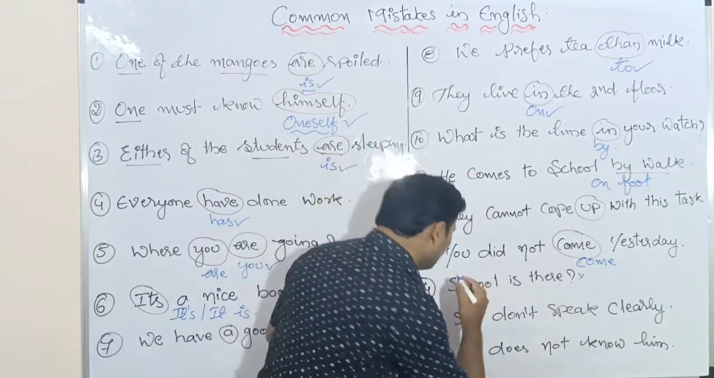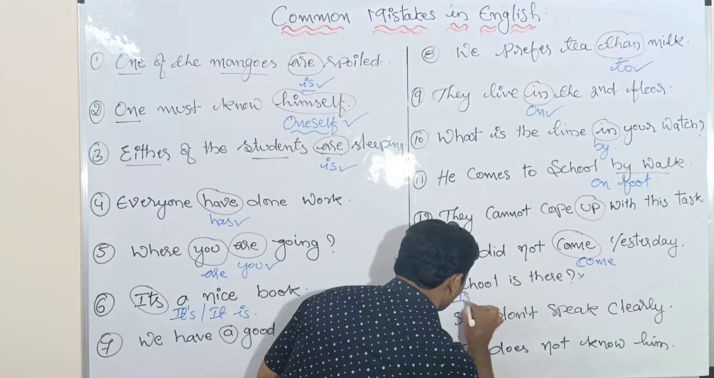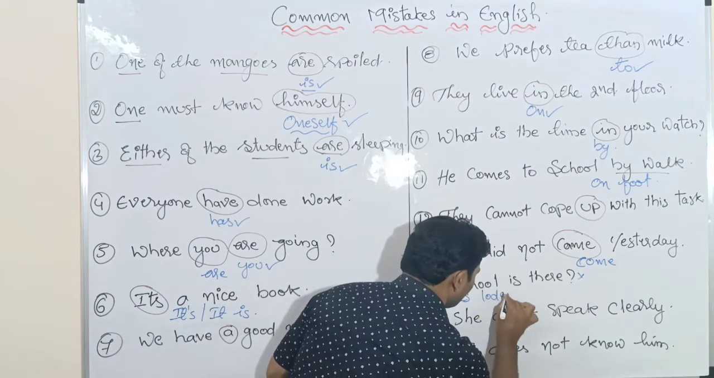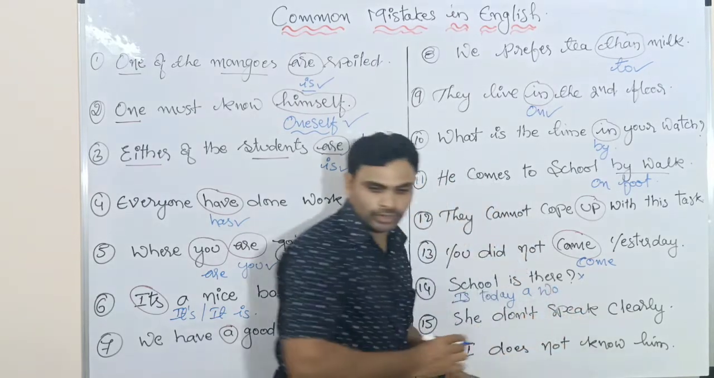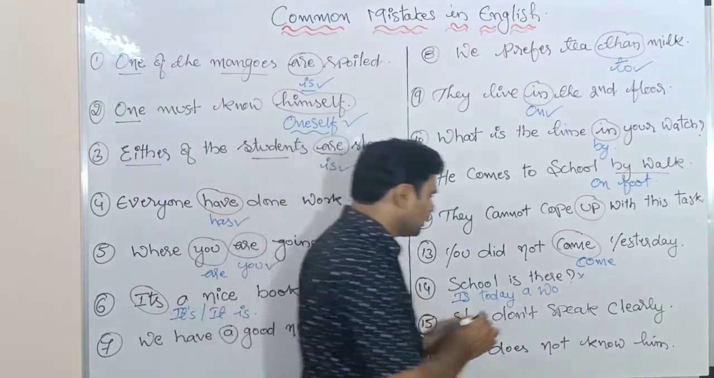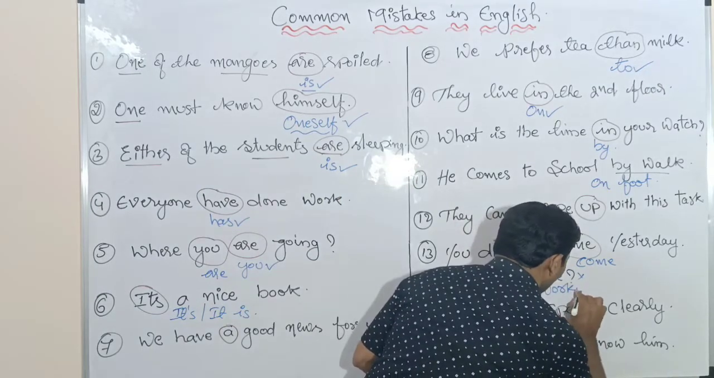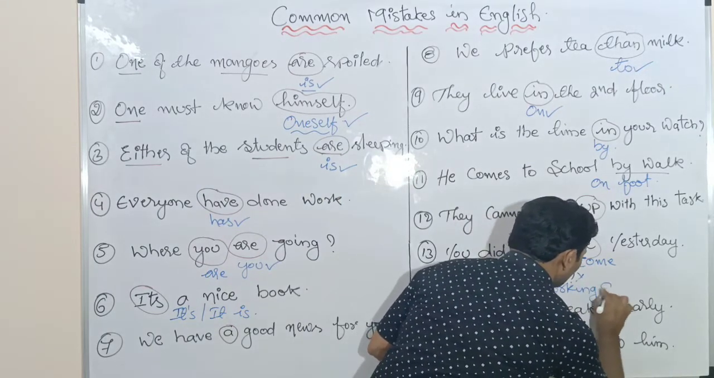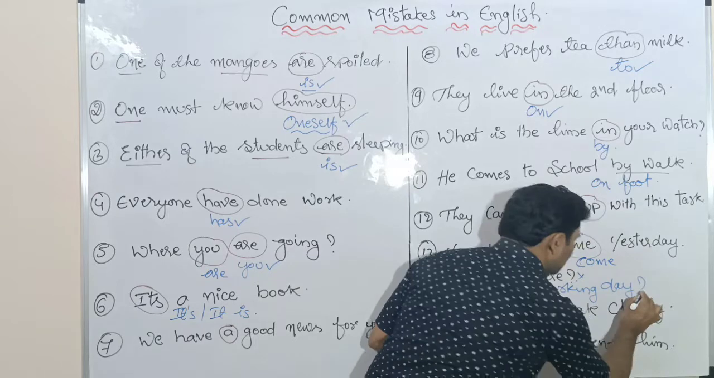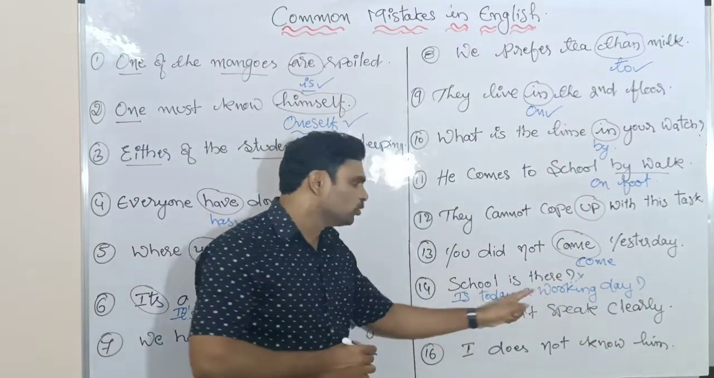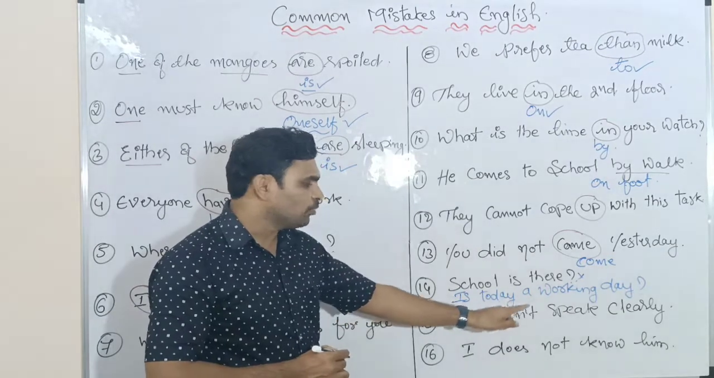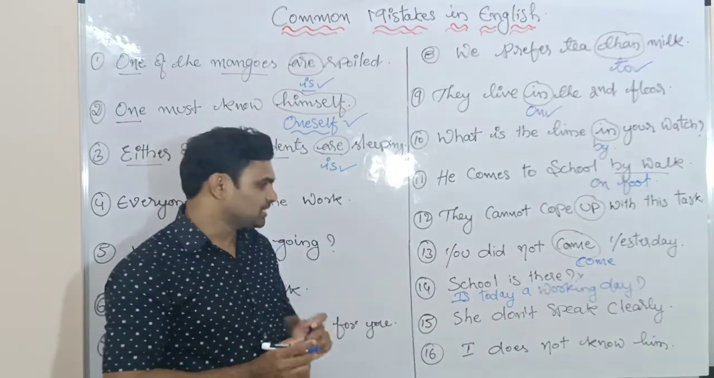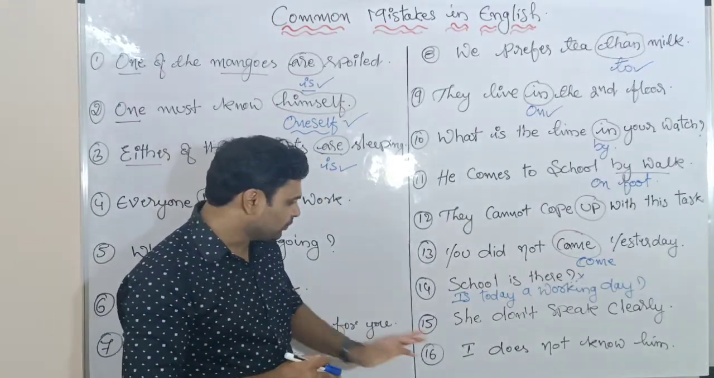Okay, remember, not "school is there", that is wrong. So we can frame it like this. We can write, is today a working day. Is today a working day. That's all. Don't ask school is there. Just say is today a working day. That's all.